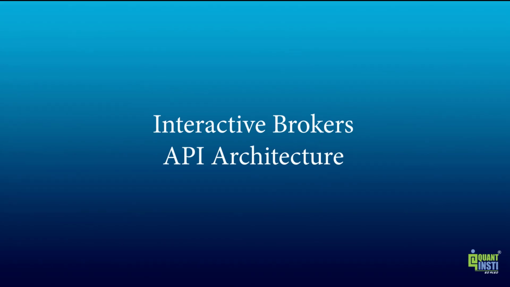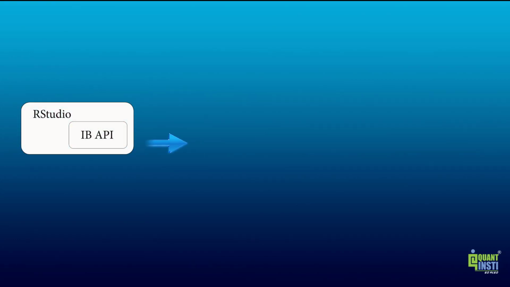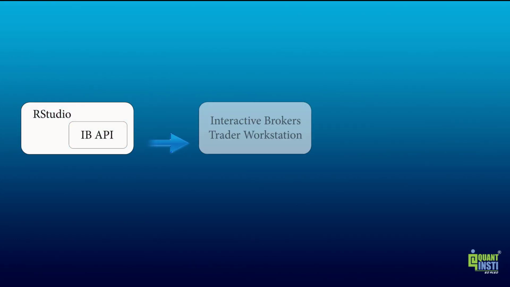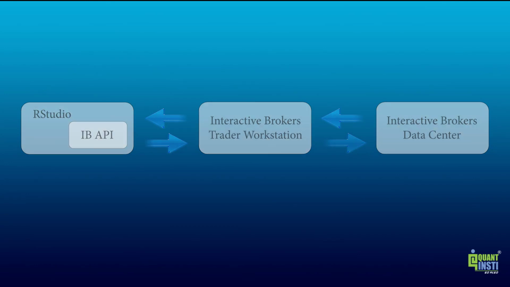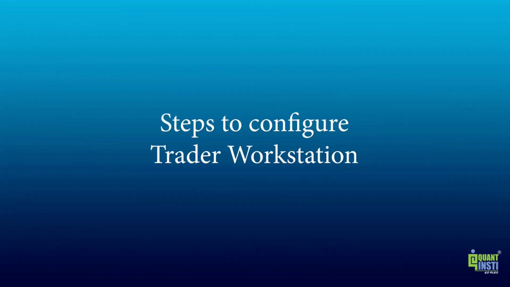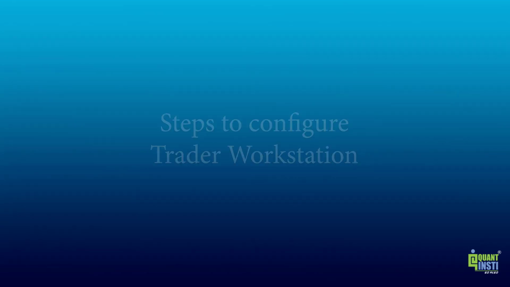Interactive Brokers offers API solutions to build automated rules-based trading applications in your favorite programming language. The API makes a connection to the Trader Workstation. The Trader Workstation, in turn, is connected to the Interactive Brokers data center. Thus, all the communication is routed via the Trader Workstation. Let us now take a look at how to configure the Trader Workstation.